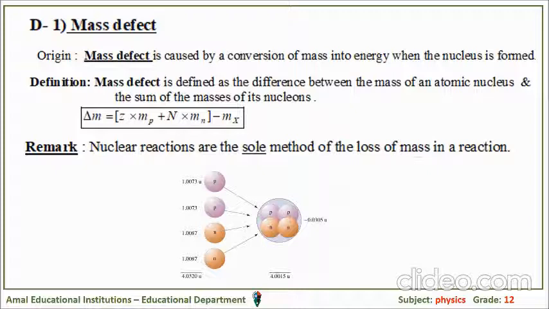If we look at the helium nucleus composed of 2 neutrons and 2 protons, before forming the nucleus, the nucleons have a total mass of 4.032 u, while after they form the nucleus, it will be 4.0015 u. There is a mass defect, which is 0.0305 u.